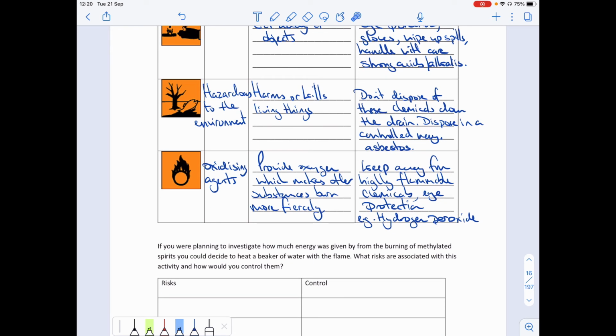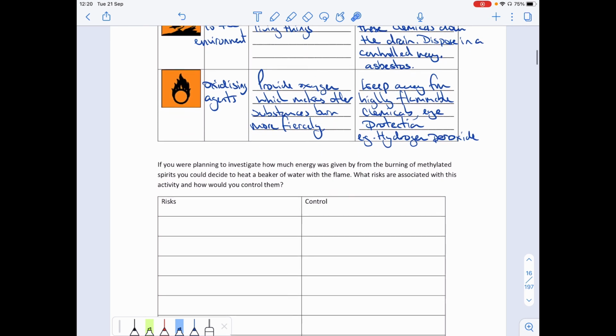Next on the list, we've got hazardous to the environment, and these are harmful to the environment, so they're going to kill living things. So here we've got a tree and a fish to illustrate that point. So with these chemicals, we've got to be careful we don't dispose of them into the environment or down the drain so they end up in the environment, because that's where the problem will come. We have to dispose of them in a controlled way. That often means getting professionals involved. An example of a chemical of that nature is asbestos.